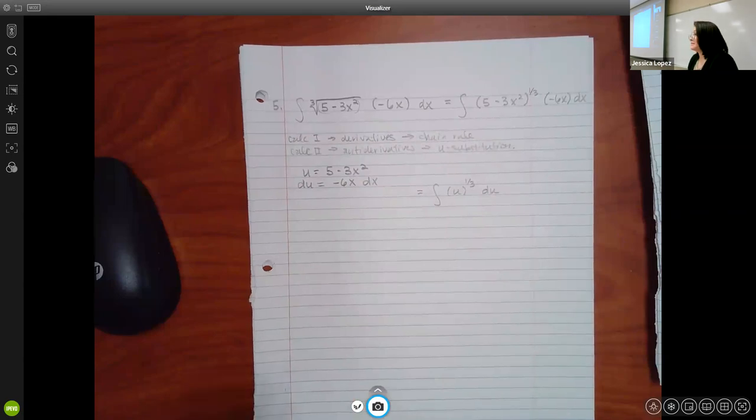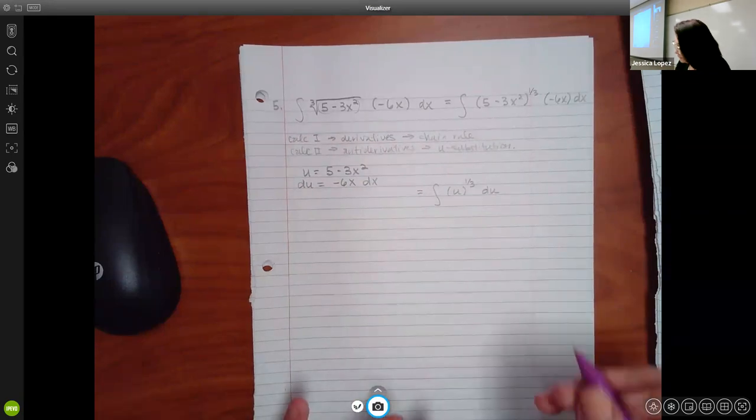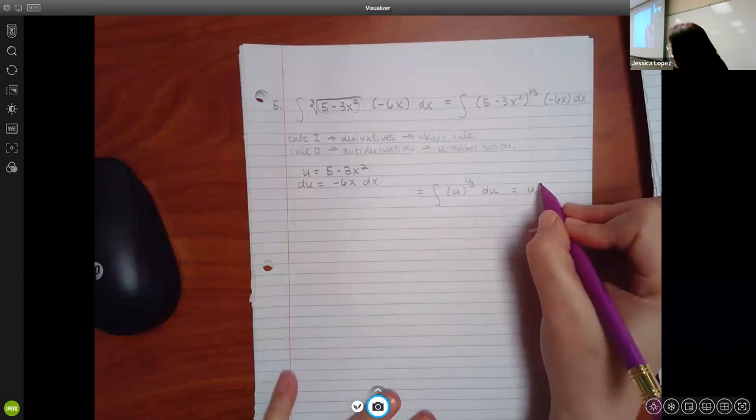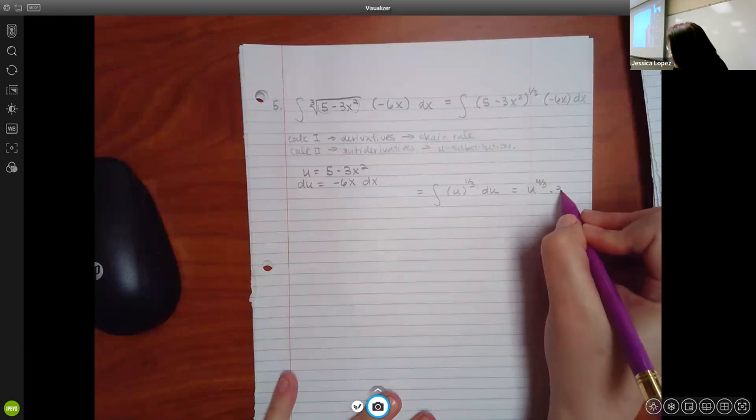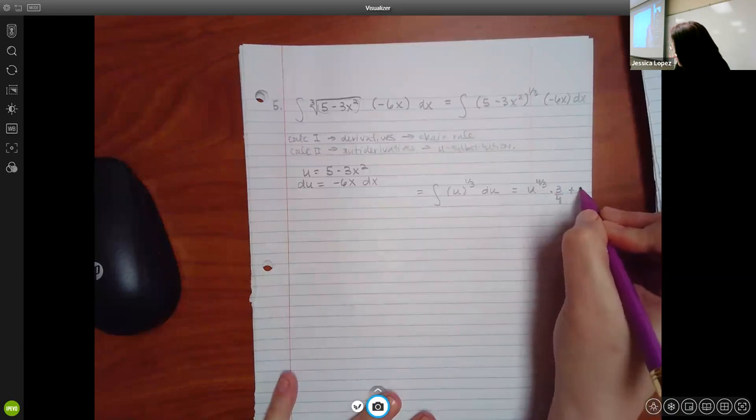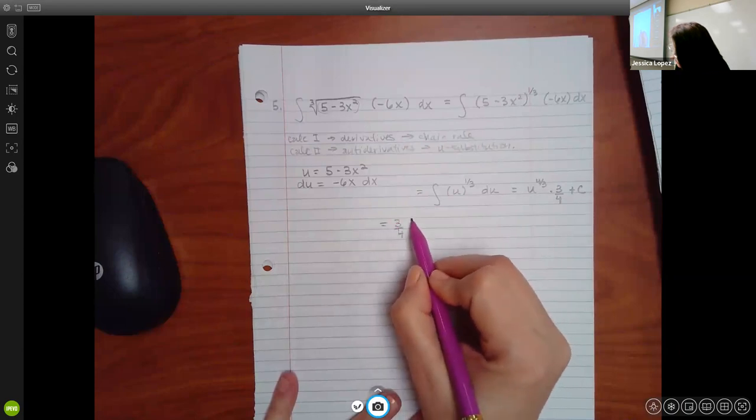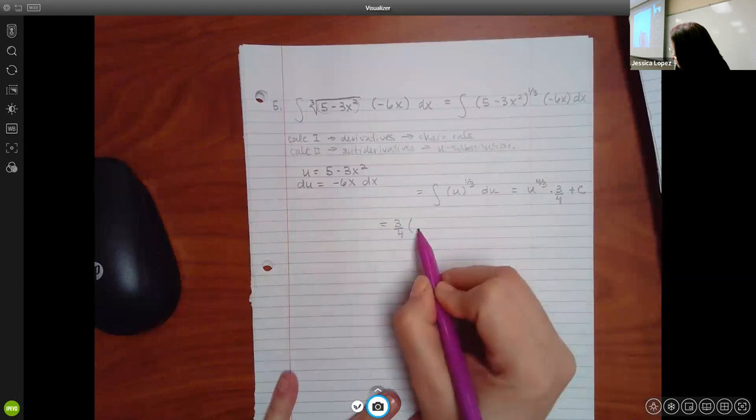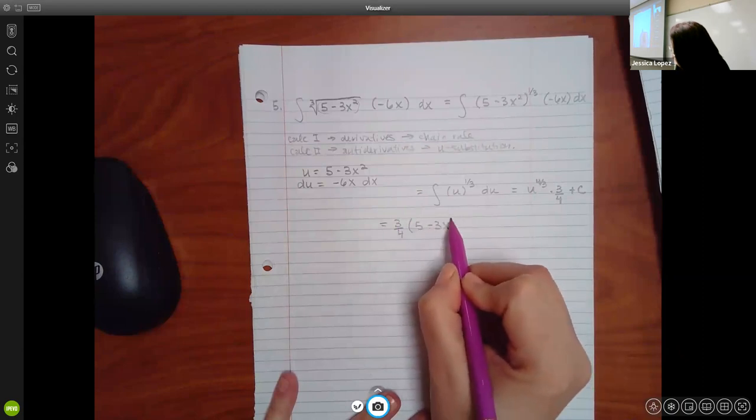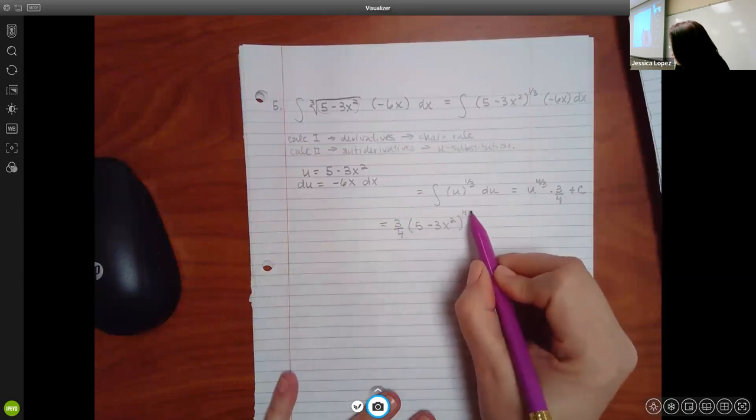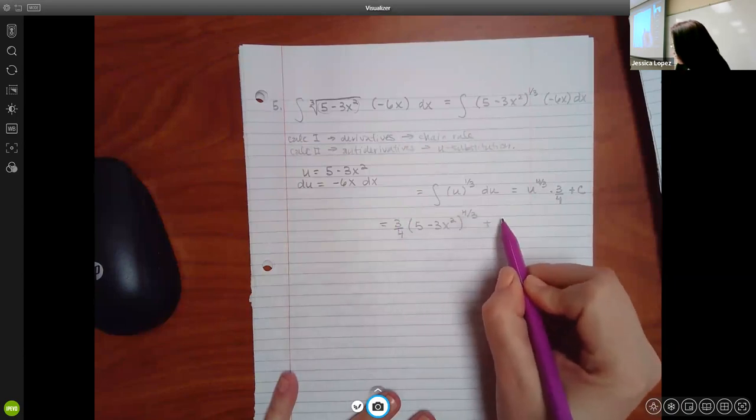And now it's pretty basic, right? So you can just apply your power rule. If I add one, that's going to be 4/3 multiplied by the reciprocal, and then plus c. The only thing is we weren't given the problem in u, right? So we have to back sub. u is 5 minus 3x squared, and that's what we'll have to the 4/3 power plus c.